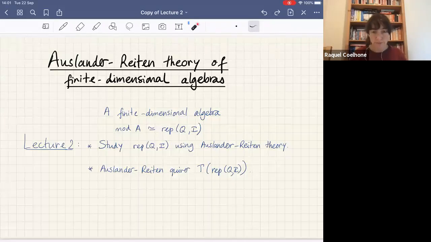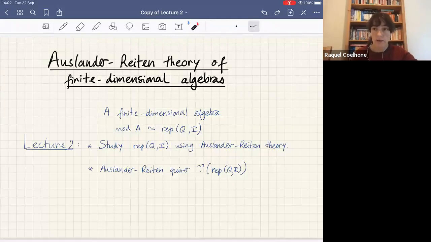Okay, so first let me revise very briefly what I said yesterday. We want to study finite dimensional algebras over an algebraically closed field, okay? And basically what I said yesterday is that this basically means studying representations of quivers bounded by an admissible ideal I.